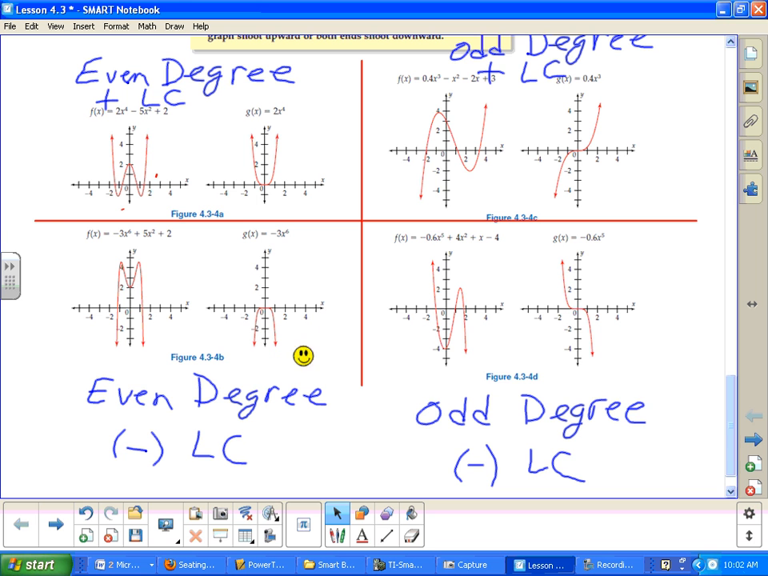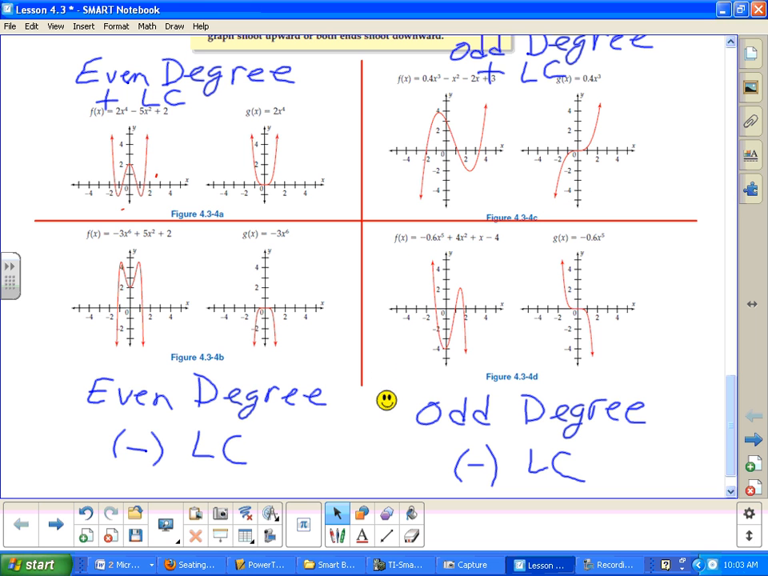Okay? Over here we have odd degree, positive leading coefficient. It's going to start down here in the third quadrant, and it's always going to end up in the first quadrant. Always. There could be a lot of stuff going on here depending on the degree, okay? But when we talk about the ends, they're going to go to negative infinity on the left and positive infinity on the right. Okay? As you can see in both these graphs.